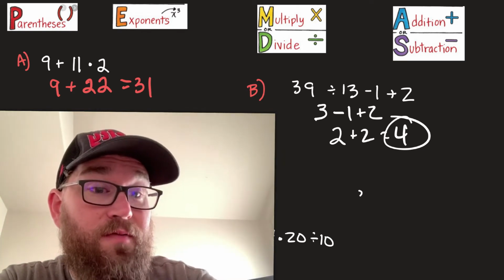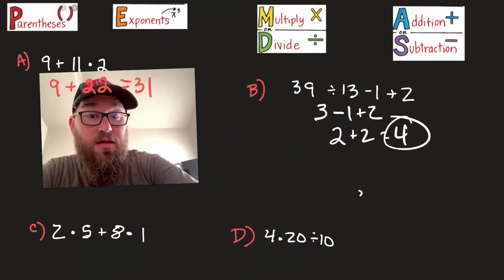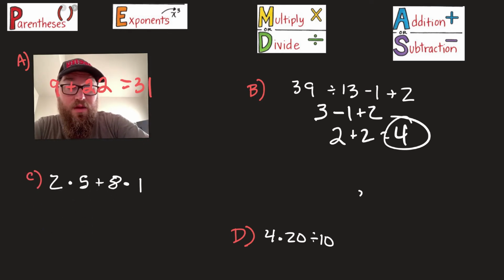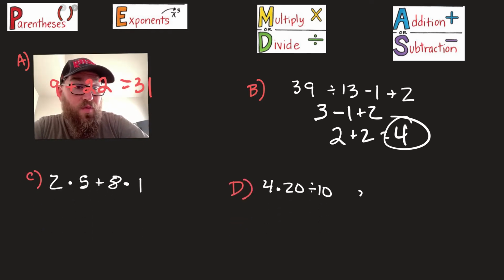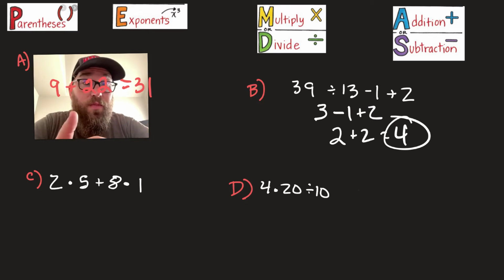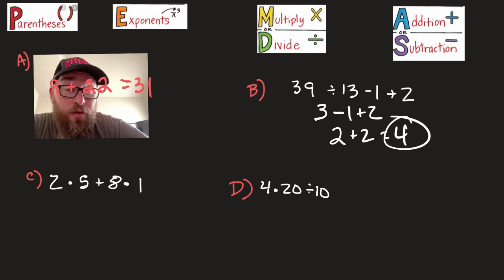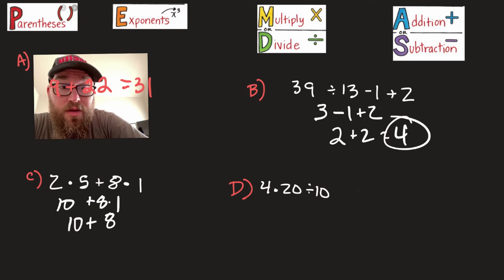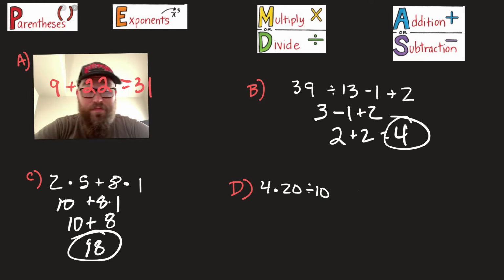All right, so let's have you try C. Let's start with C: 2 times 5 plus 8 times 1. Please finish that problem. All right, so there's no parentheses, there's no exponents. Multiply and divide. Multiply, 2 times 5 is 10, plus 8 times 1, there's still multiply. 8 times 1 is 8, 10 plus 8 is 18.